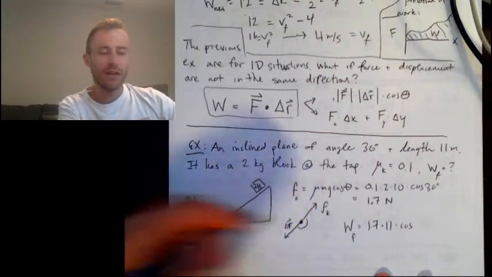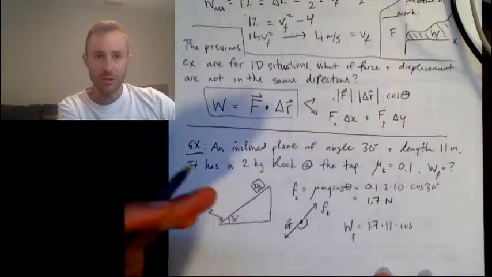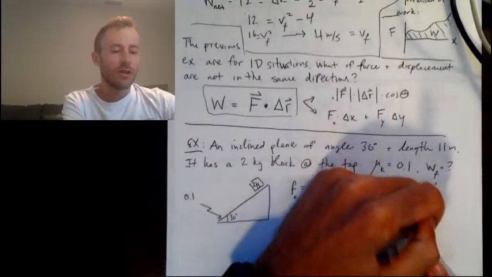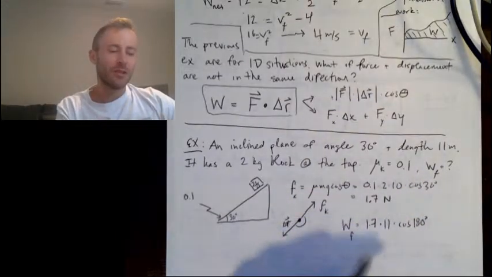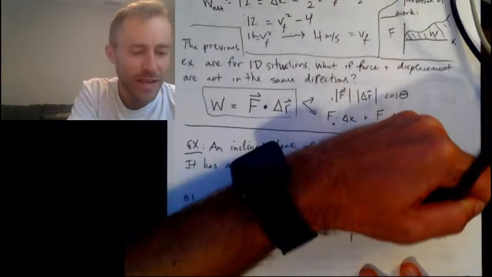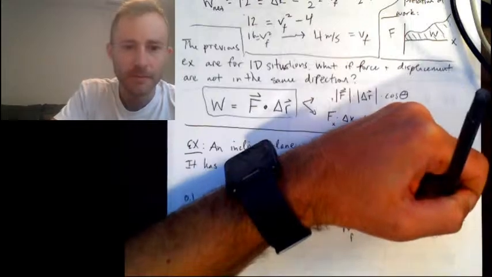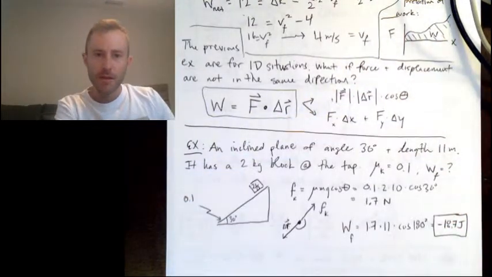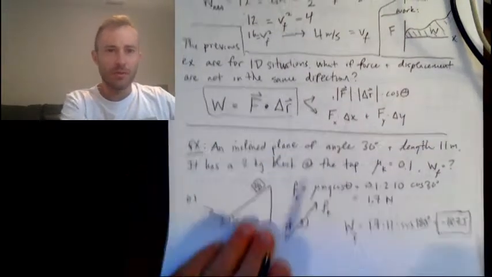That angle is actually 180 degrees, not 0 degrees, because they're anti-parallel. Cosine of 180 degrees is -1. So we get 17 plus 1.7, 18.7. So our answer is negative 18.7 joules is the work done by friction. So that's an example of a problem of this nature.